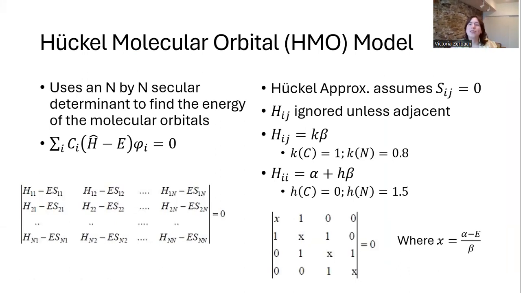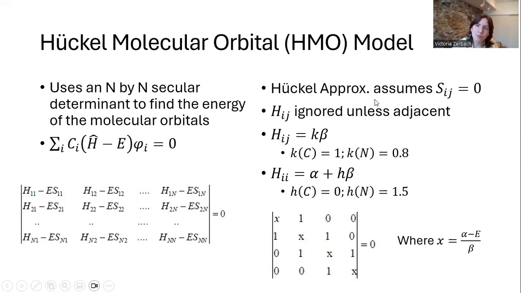And then moving on to the Huckel molecular orbital model. It's essentially a very specific case of a molecular orbital model, essentially transforming the Schrodinger equation into this equation here, where this is the coefficient on the orbitals, and you can use an n by n secular determinant to find the energy of molecular orbitals. From a secular determinant, it looks something like this.